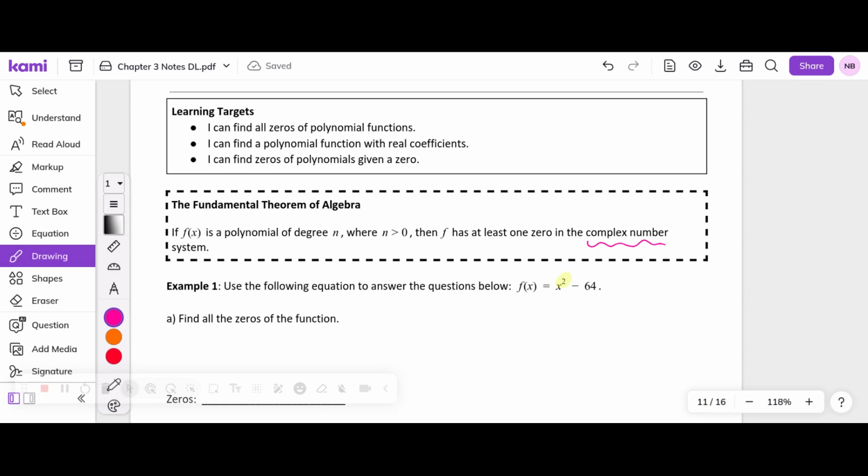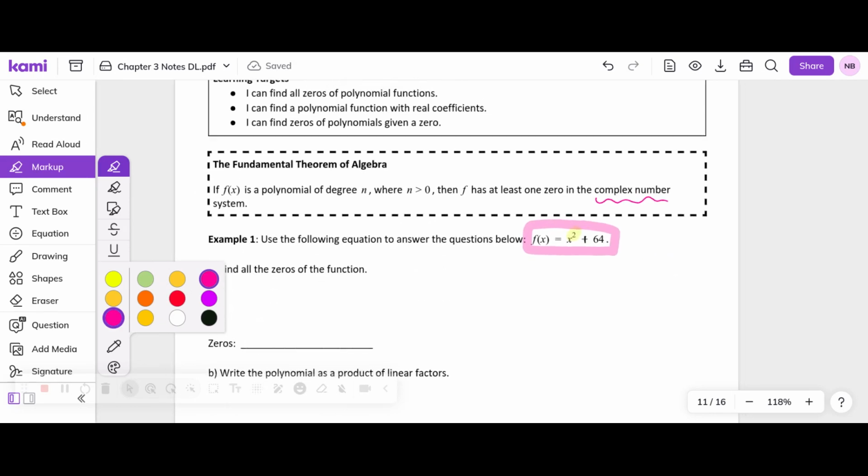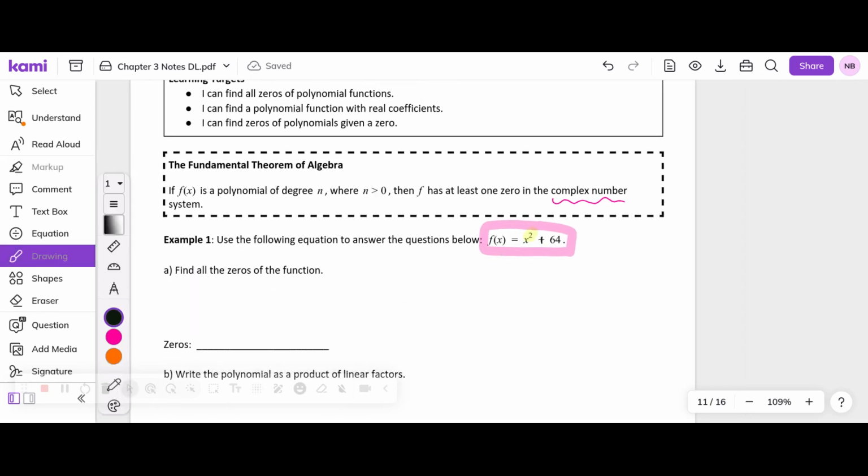Now, there's also a pretty significant typo here that I want to make sure we all catch. Can you please change this to a plus? So I want to change this to x squared plus 64. And you'll see why once we do the solving of this. So what we're supposed to do is find all the zeros of the function. And basically all that means is we want to know when is the function equal to 0. So what we're going to do is take this and change it to 0, and then we'll solve.